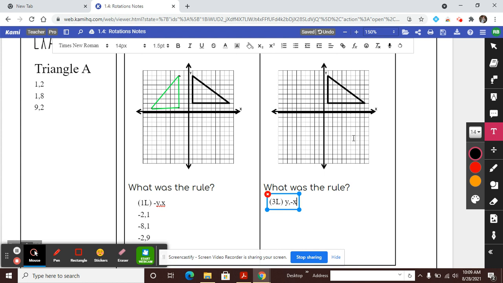Okay. So I am switching the order and I am switching the signs. We know down here that I'm going to have a positive and a negative. So that means that when I flip flop it, I'm going to have 2, but my second one is going to be -1. I'm going to have 8, but my second is going to be -1 because I had to flip flop it and change the sign of the second one. I'm going to have 2, but my y is going to be -9. So that's how we do it.